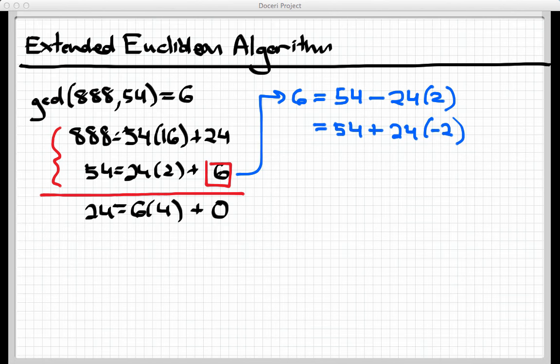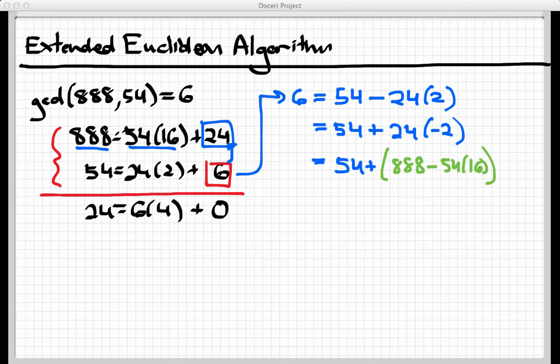Now, interestingly, if I look up in the first line here, I see 24 hanging out in the remainder spot. Now I can solve that equation for 24, and 24 would be equal to 888 minus 54 times 16. And I'm going to put that into this equation over here where you see the number 24. Let me put this in green. So 24 I could also rewrite as 888 minus 54 times 16. And that was being multiplied by minus 2 from the line up above it. So basically what I've done is I've substituted 24 with something that it's equal to.